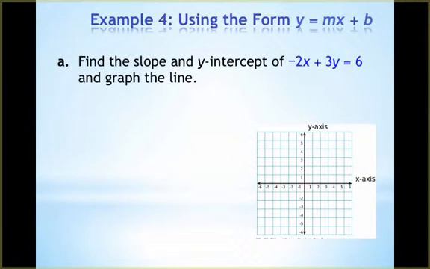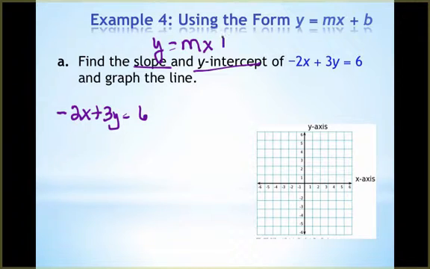Now, using slope-intercept form allows us to quickly graph lines. So if I take the equation negative 2x plus 3y equals 6, and I want to find the slope and the y-intercept, the first thing I want to do is put this in the form y equals mx plus b. In other words, I want to get the y variable by itself.